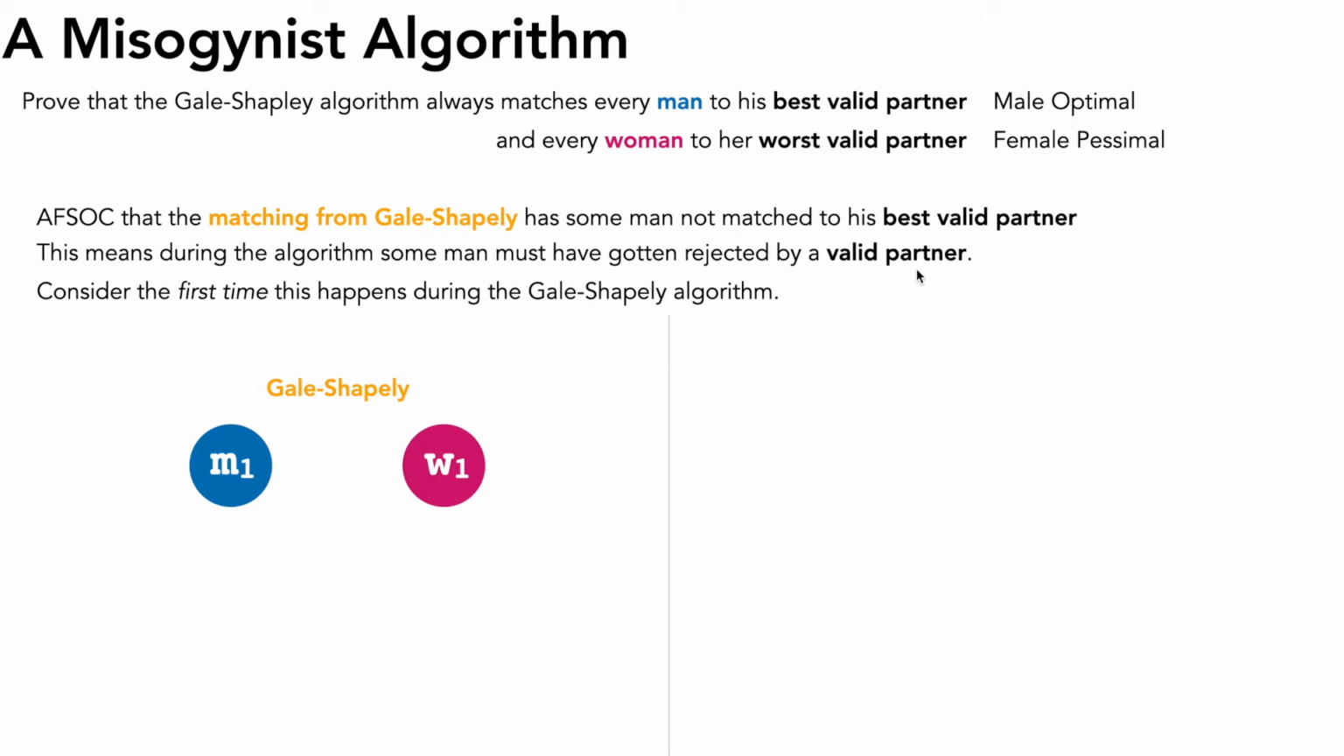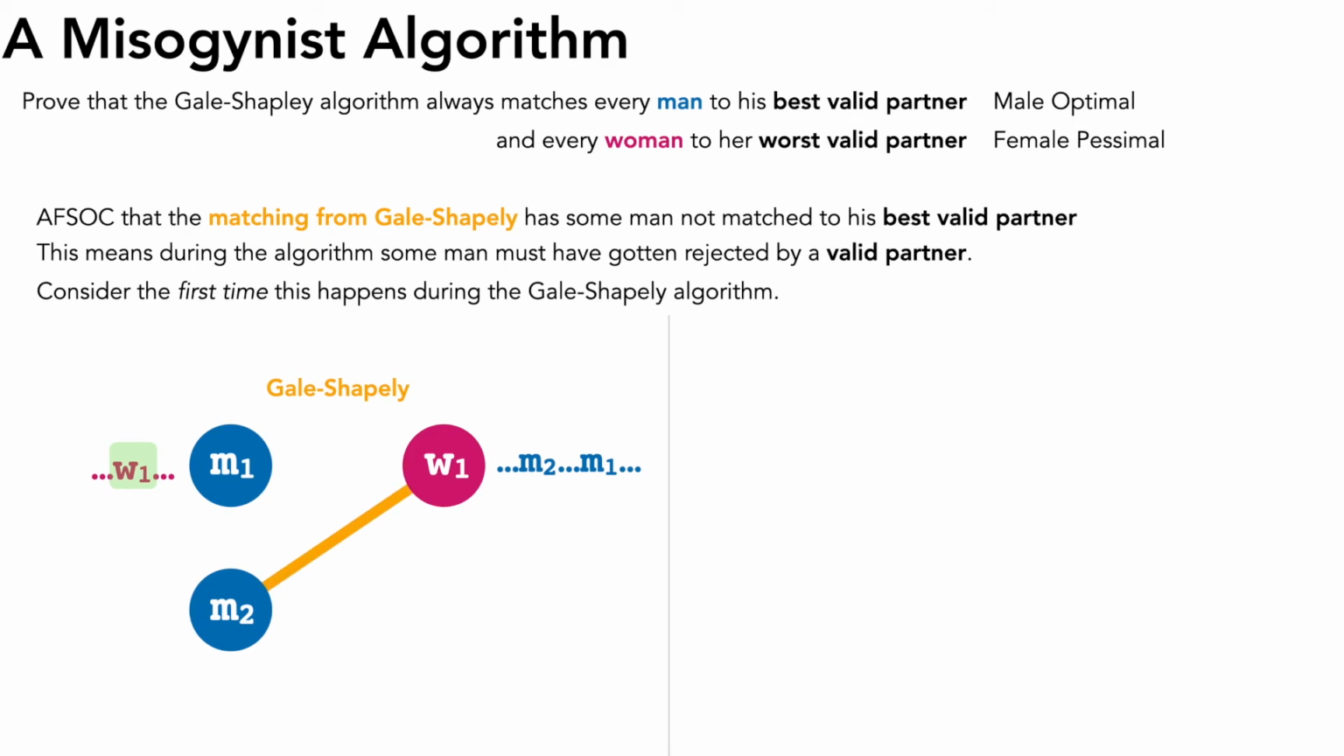This woman is a valid partner for him, so she is highlighted on his preference list. But she still rejects him. We know by the way that the Gale-Shapley algorithm works that the only reason that she would ever reject him is if she's already partnered with someone who she prefers over man 1. So let's call this guy man 2. Woman 1's preference list must place him above man 1, and she's already matched to him.